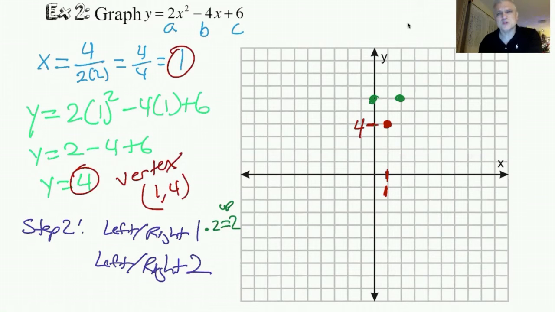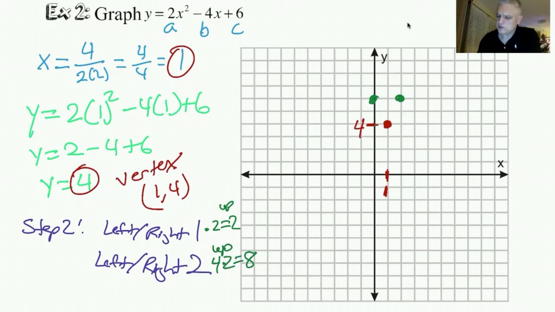Okay, so since we've gone left 1, right 1, and then we've gone up 2 times 1, or 2, let's see if we can do 2 more points. I think our graph's going to be a little bit small, but we can extend the graph a little bit. So usually when we go left 2 or right 2, we would usually go up 2 squared, which is 4. But now the A is 2, so we're going to go 4 times 2, or 8. So we're going to go up 8 units.